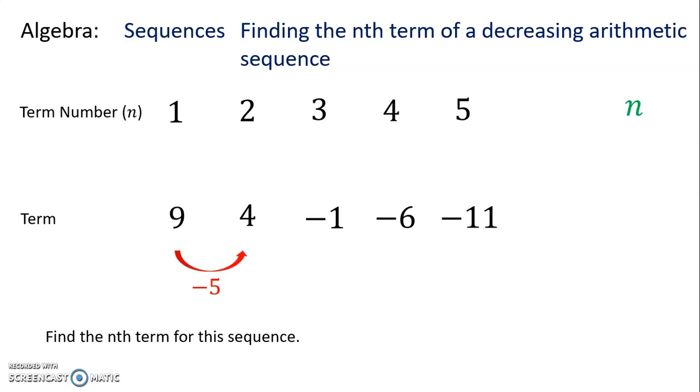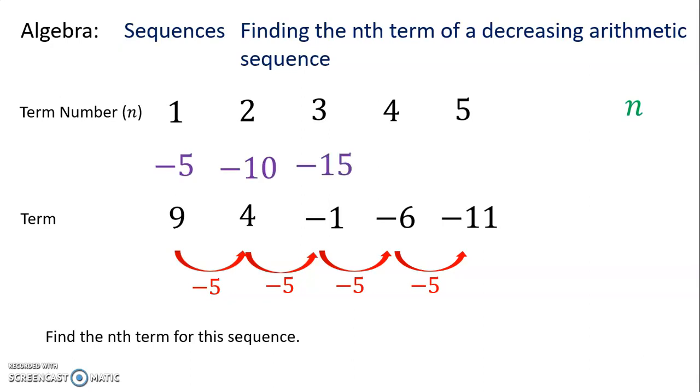Okay, so you should have found that we're decreasing by 5 every time. So the common difference is subtract 5, and that tells me to compare to the negative 5 times table. So negative 5, negative 10, negative 15, negative 20, and negative 25. And I'm multiplying the term number by negative 5 every time. So the nth term is negative 5n.